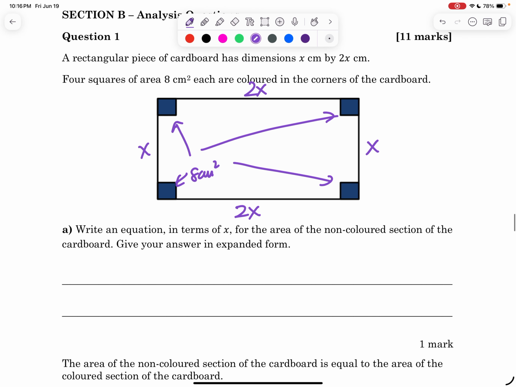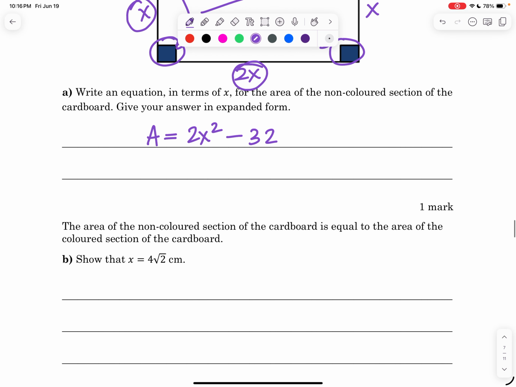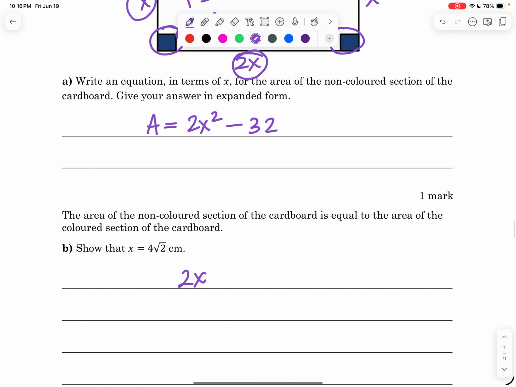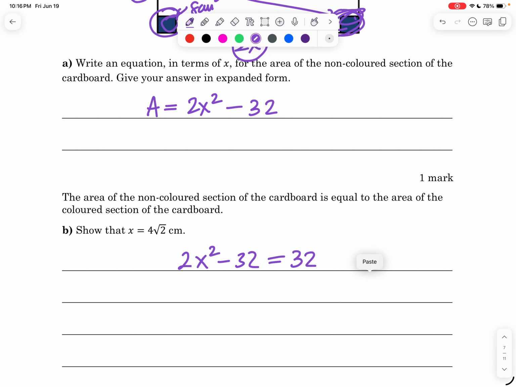Okay, so the total area is 2x squared, x times 2x, and then we've got a minus 4 times 8, minus 32. The area of the non-colored section of cardboard is equal to the area of the colored section of the cardboard. Okay, so this is the non-colored section. That's equal to the colored section. That section, that section. Show that x is that.